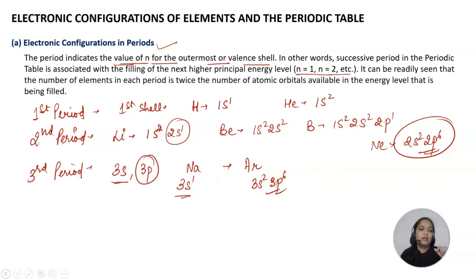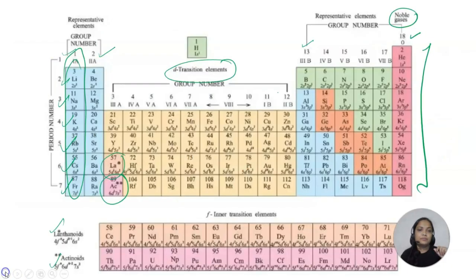Let me show you again the periodic table. Here you can see the first period has only two elements, hydrogen and helium. They are shown here separately, but they are placed in the first period only. Then the second period goes from 2s1 to 2s2 2p6, lithium to neon. The third period is sodium to argon.